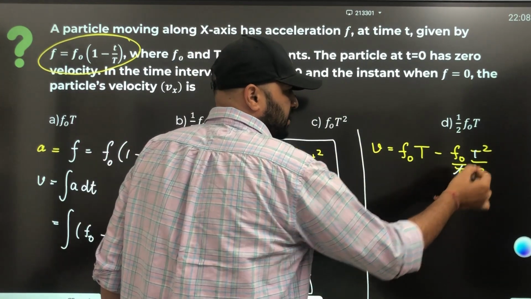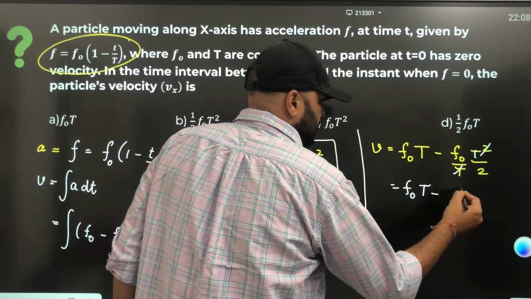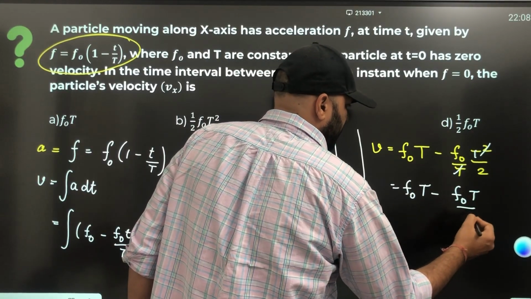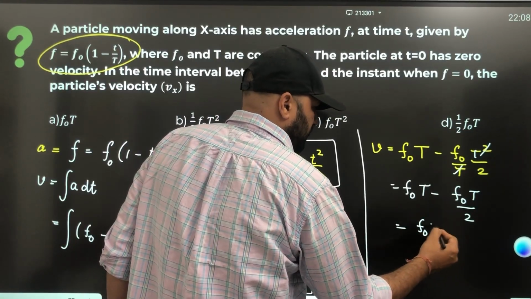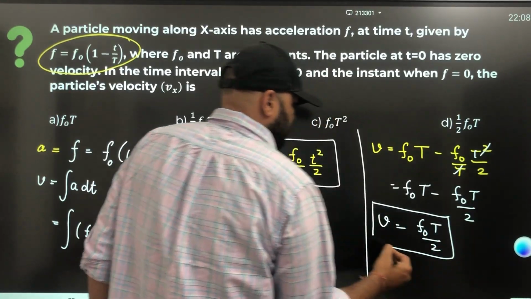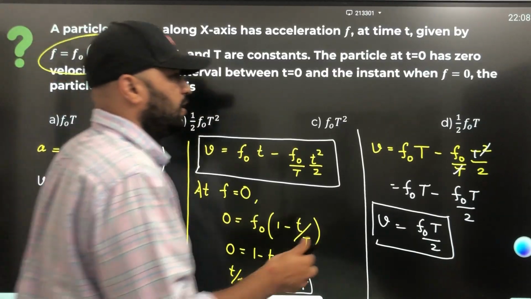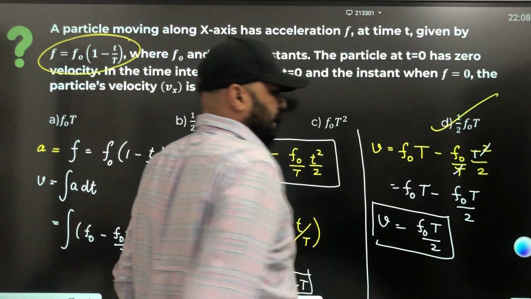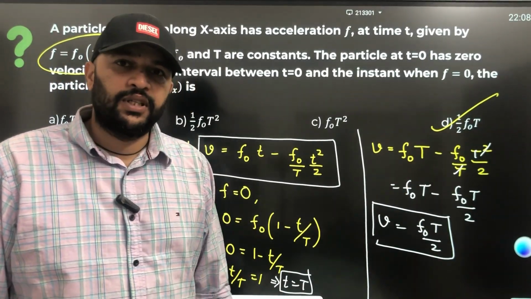Let's cancel out this T with one of the T and we are left with f naught T minus f naught T, whole divided by 2. And that will give us f naught T by 2. That's our velocity in this particular problem. So our correct answer is half f naught T. That's option D. I hope this is clear. We'll continue with more problems in the next lecture.